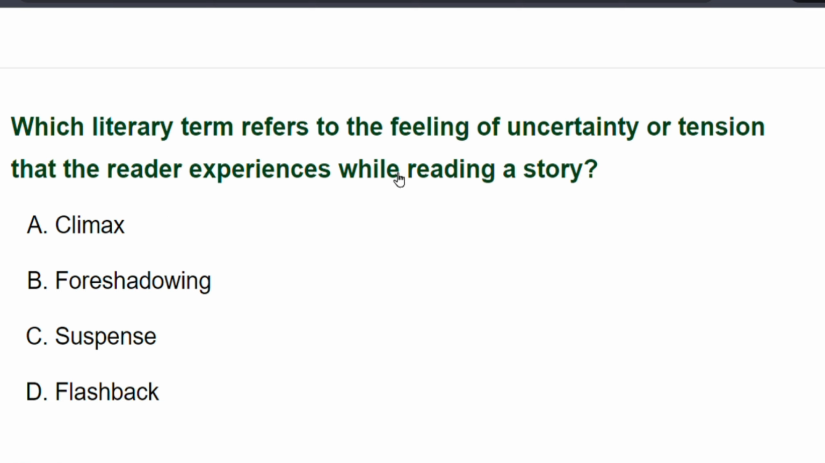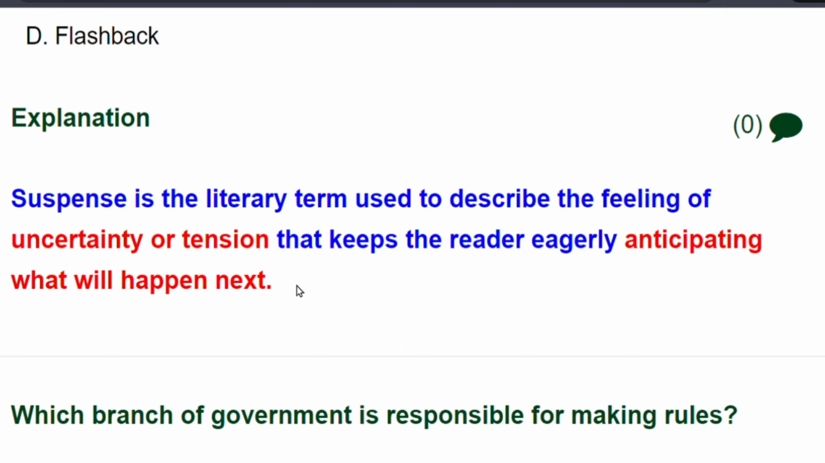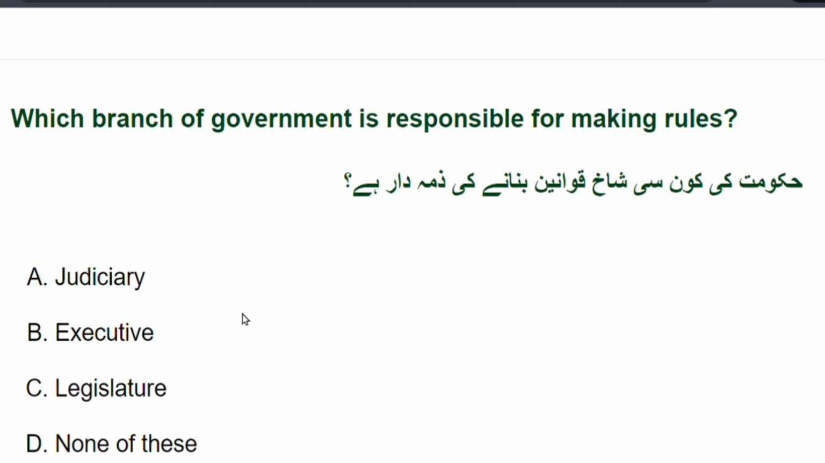Which term refers to the feeling of uncertainty or tension that a reader experiences while reading a story? Correct answer: suspense. Suspense is the literary term used to describe the feeling of uncertainty or tension that keeps the reader eagerly anticipating what will happen next.